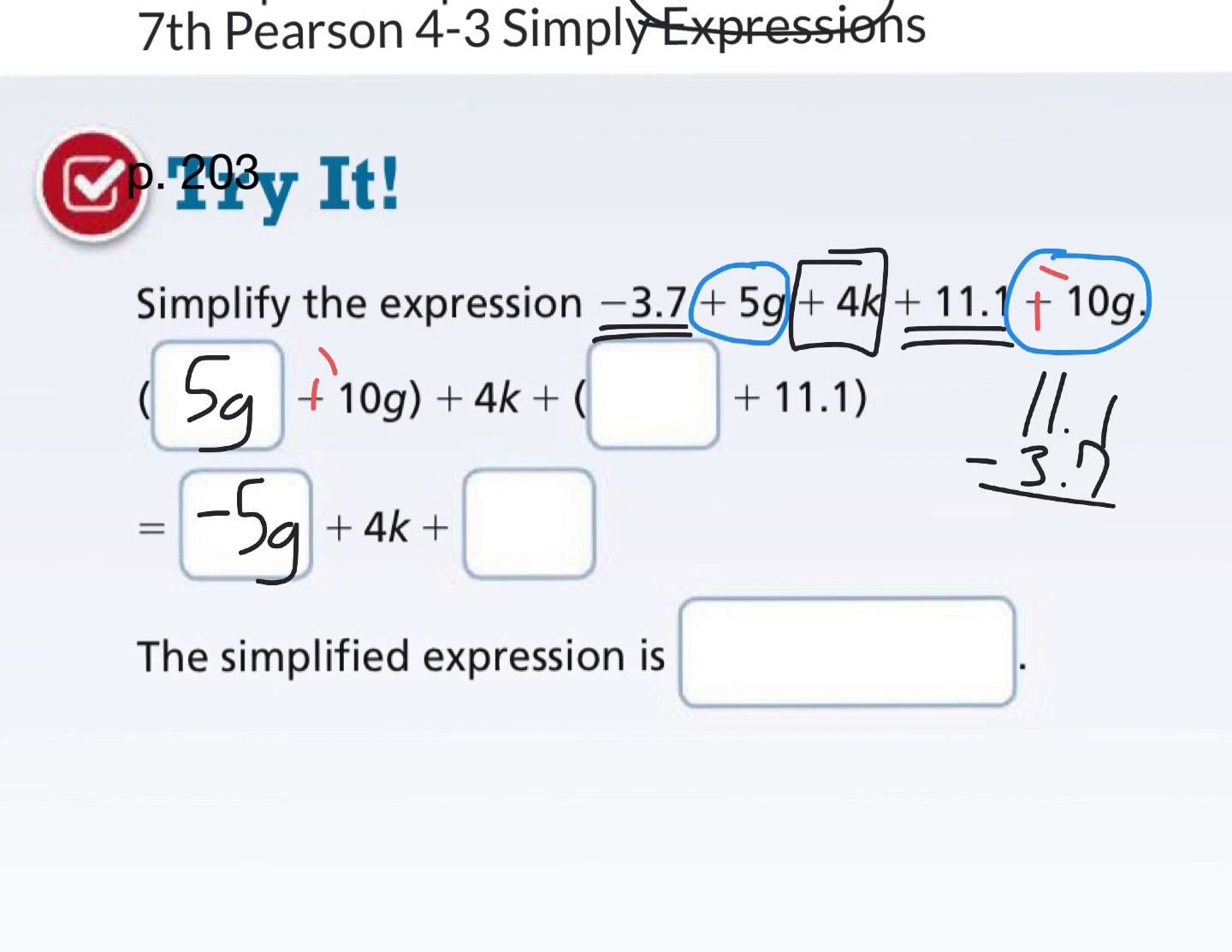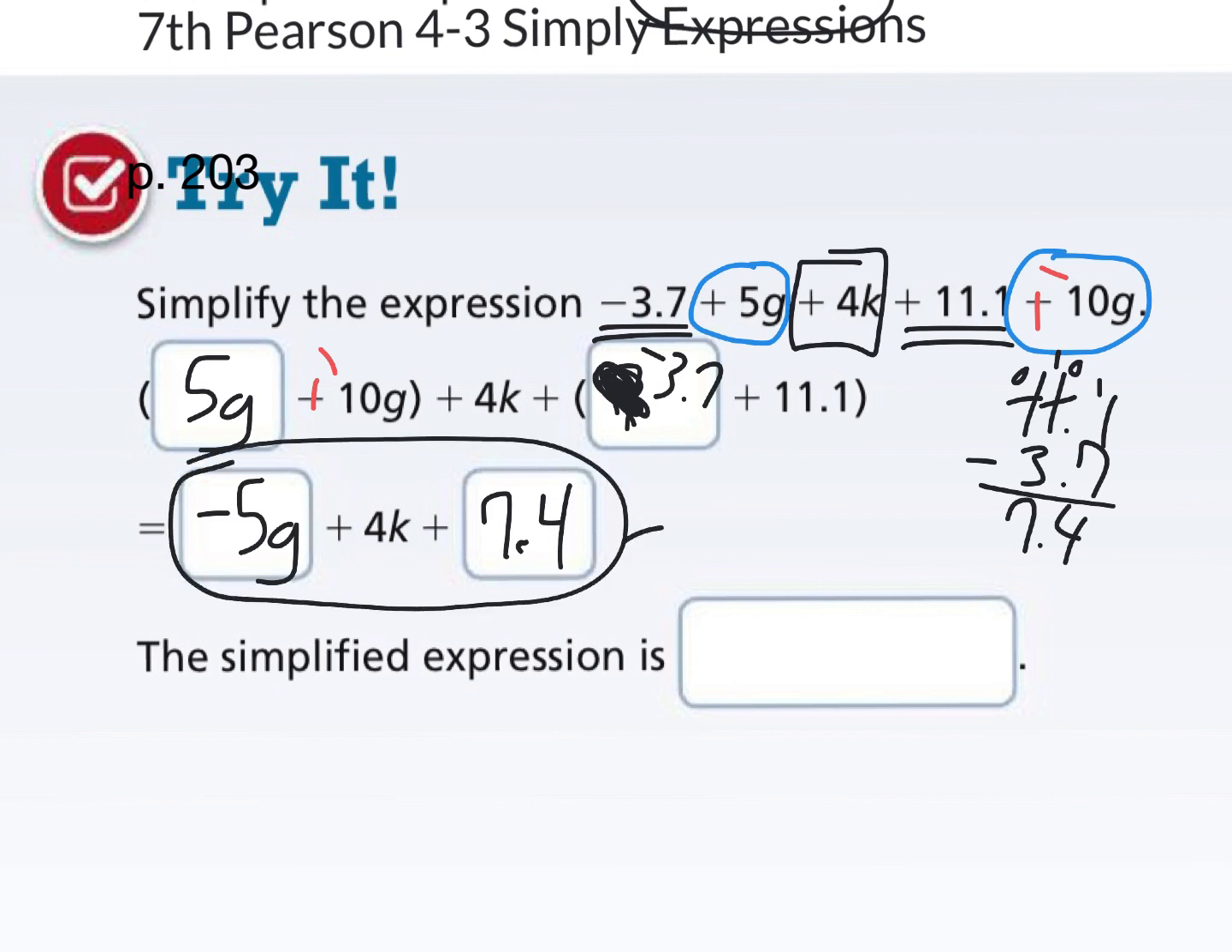We have more positives, so we'll subtract, which would be 7 4/10, and we have more positives. Whoops. This would be negative 3 7/10 if you were filling in the blanks, and then that would be 7 4/10. Okay, so this would be our expression, and then you could just rewrite the same thing in there if you wanted to. That would be our answer for that problem.